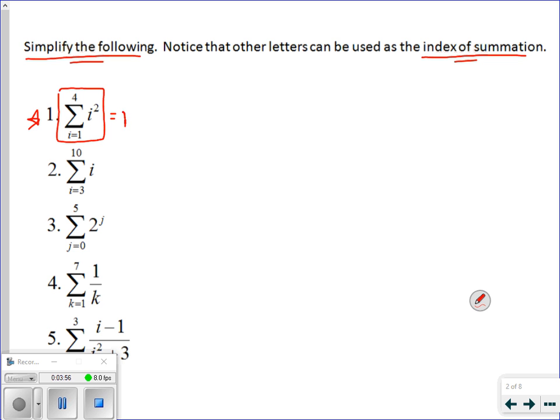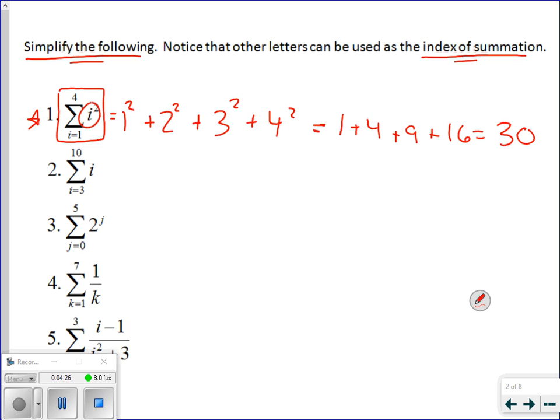So it's taking 1 squared, and then 2 squared, so that's the second term, and then the third term squared, and then the fourth term squared. This right here just tells us the pattern of what we're doing from the first term to the fourth term. You can just do this in your head, in your calculator, or write it out if you want. That ends up being 30. That's all it's saying to do.